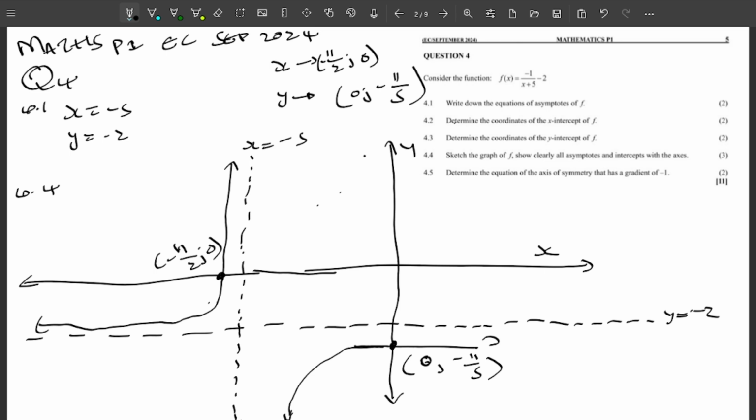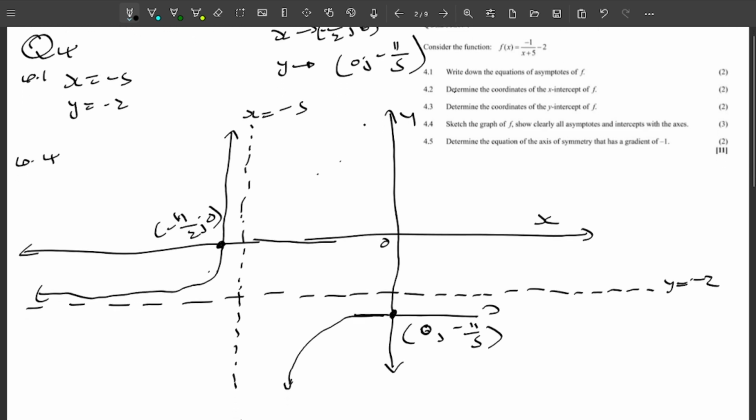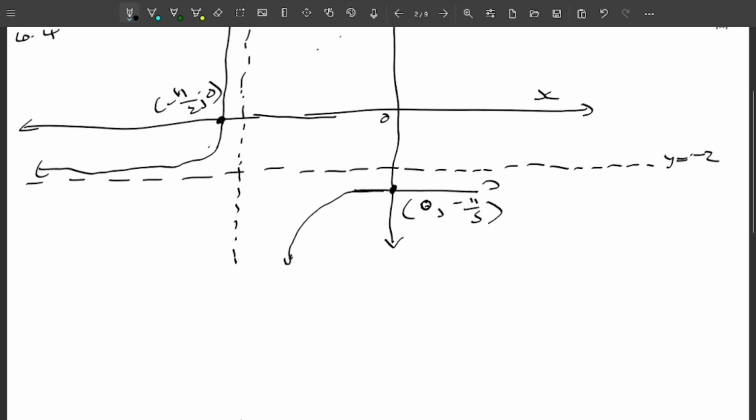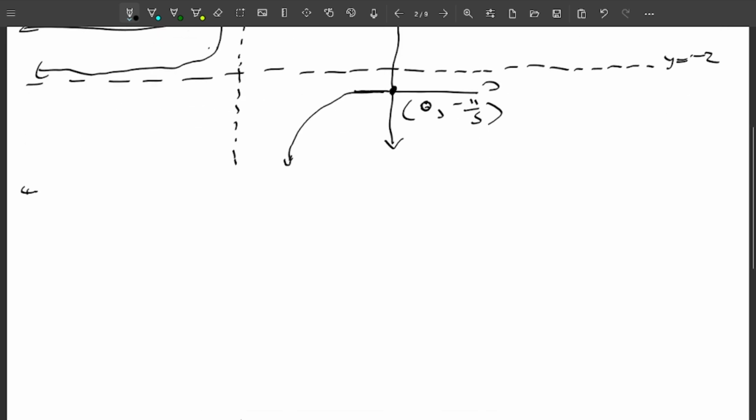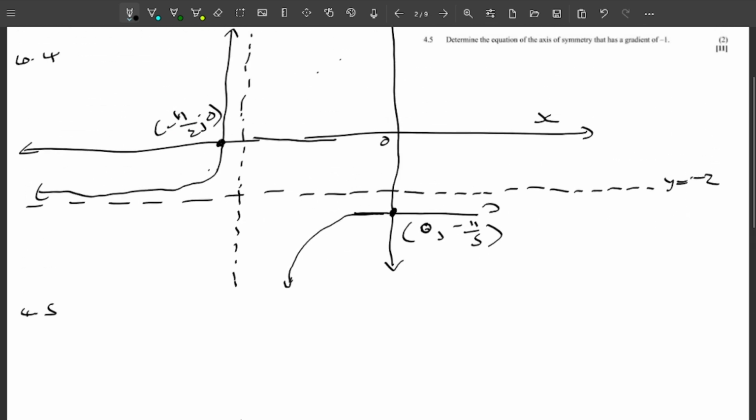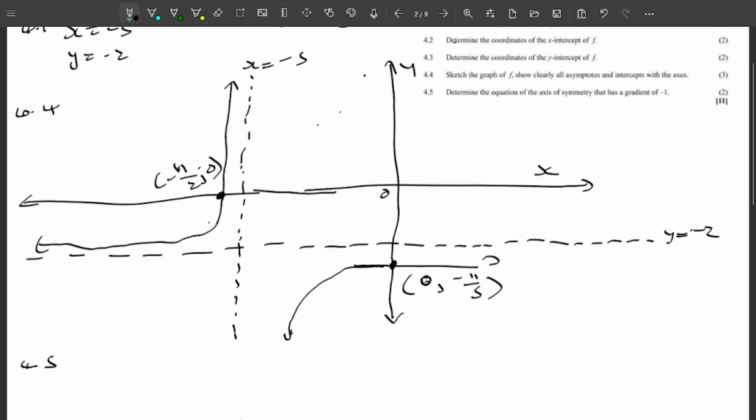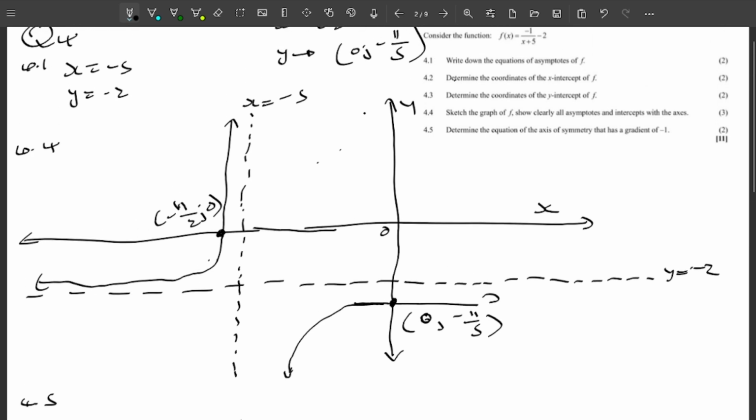Obviously yours will be much better because you would have drawn it on a piece of paper. So yeah, now let's move on to the last question, which is to determine the equation of the axis of symmetry that has a gradient of -1. Remember they said the equation of the axis of symmetry has a gradient of -1, so it needs to have a gradient of -1.